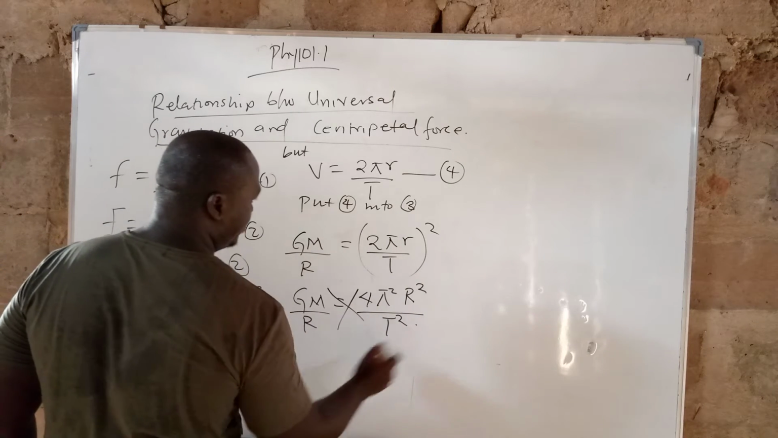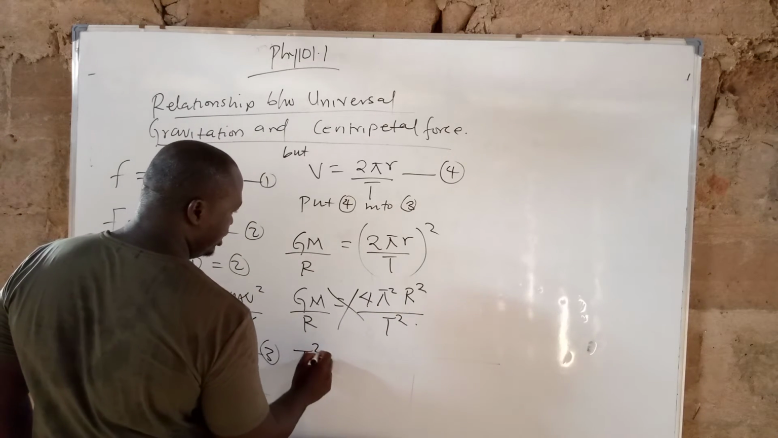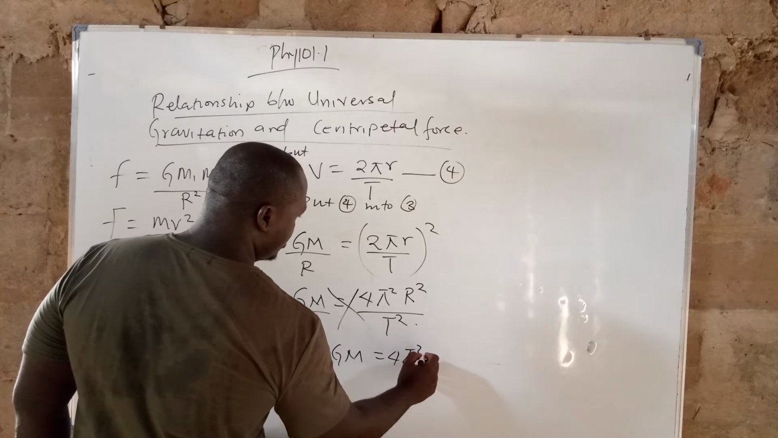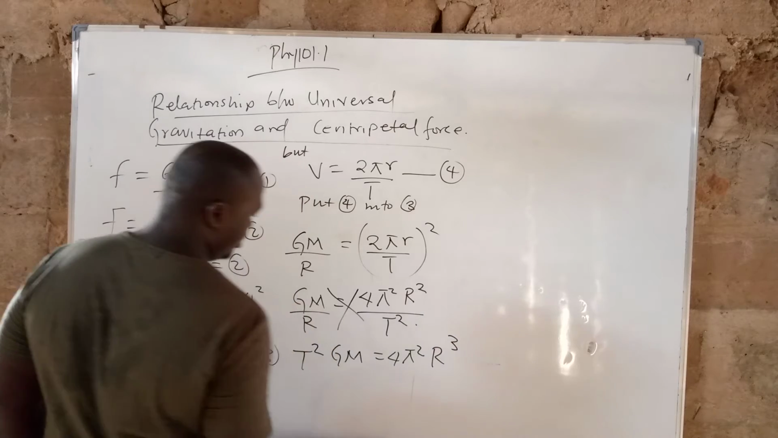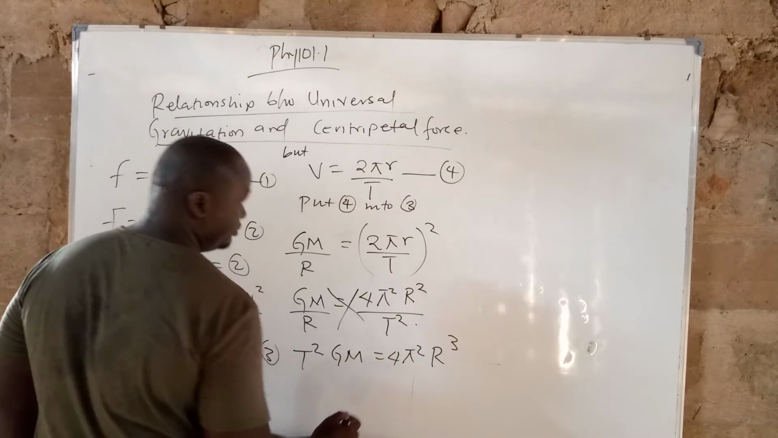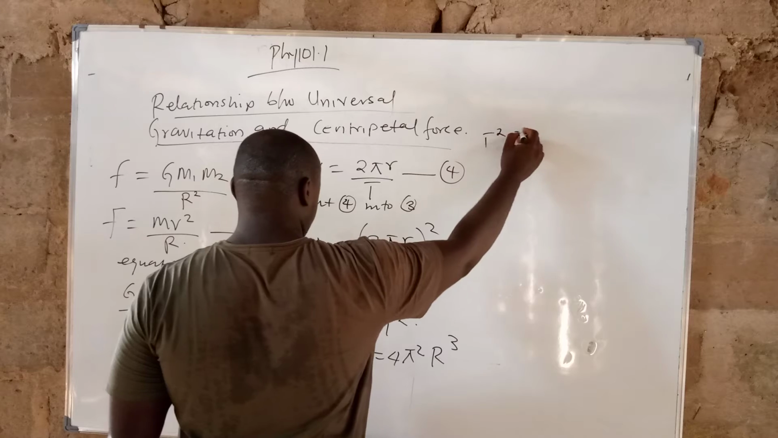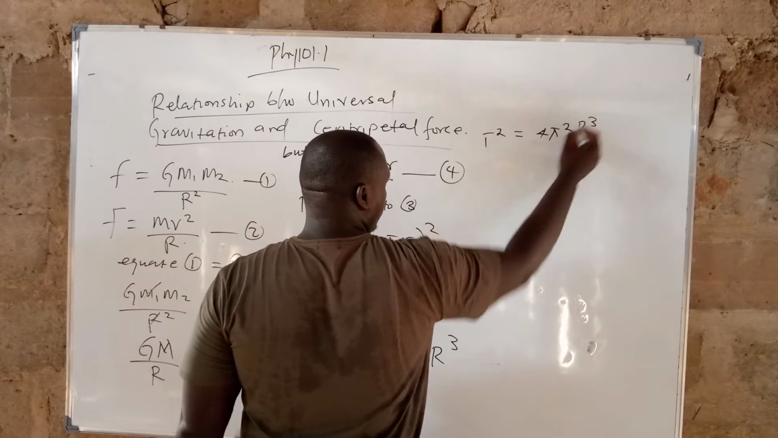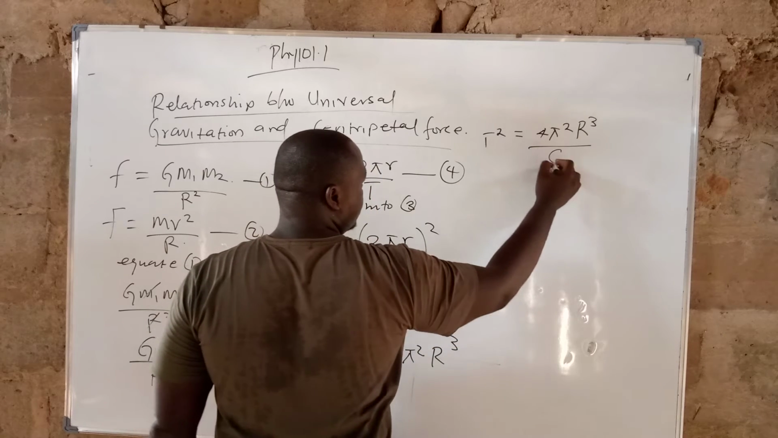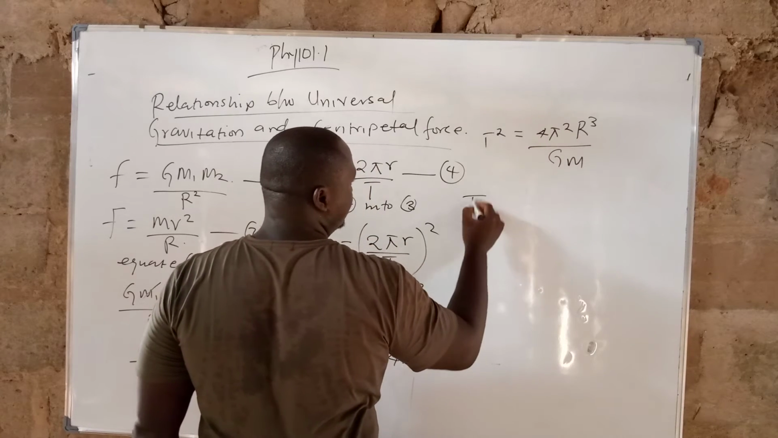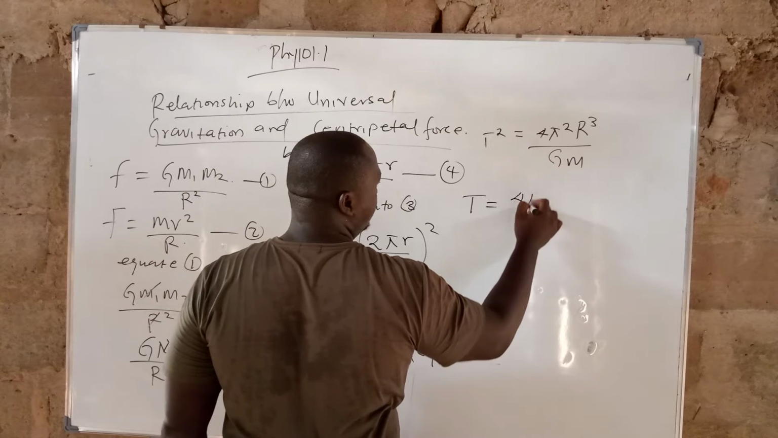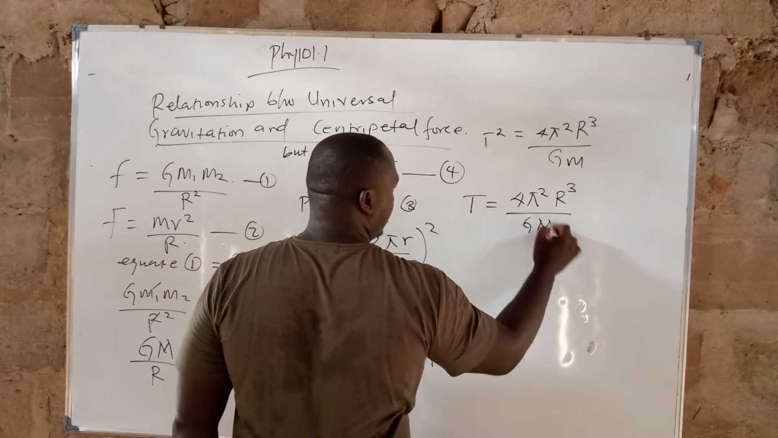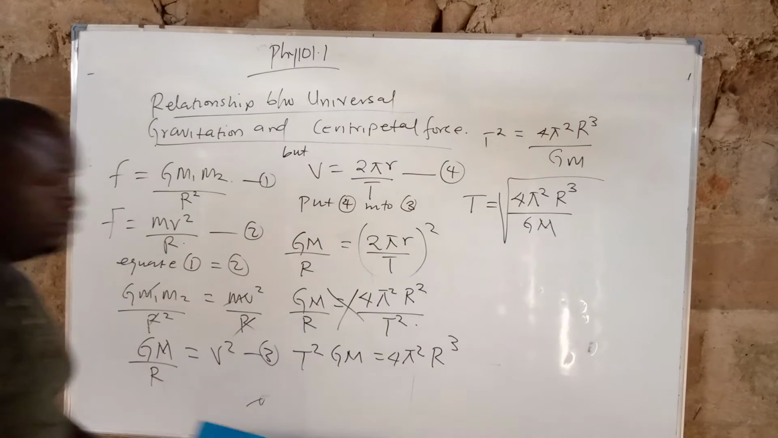Now what I want to do is make t the subject of the formula. So I will cross multiply. So this will give me t squared G m, which equals 4 pi squared r cubed. And so that means my t squared will now be equals to 4 pi squared r cubed all over G m. Now remember, it's t I want to make the subject of the formula. So t is the square root of 4 pi squared r cubed all over G m.